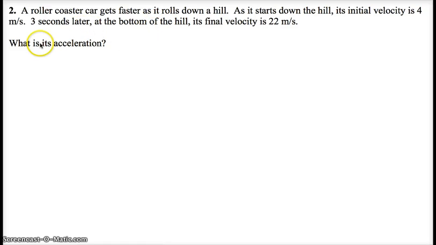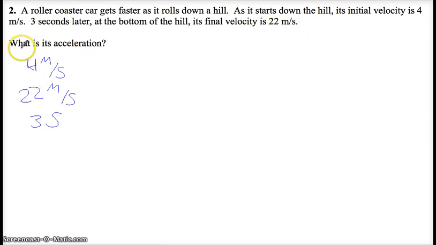So first step is we need to do our knowns and unknowns. So I've got some numbers here. I've got my 4 meters per second. I've got 22 meters per second. And I've got 3 seconds. I didn't even read the problem yet. All I did was go, oh, I got a number here with this unit. I've got 3 seconds, and I've got 22 meters per second. I just wrote them down.